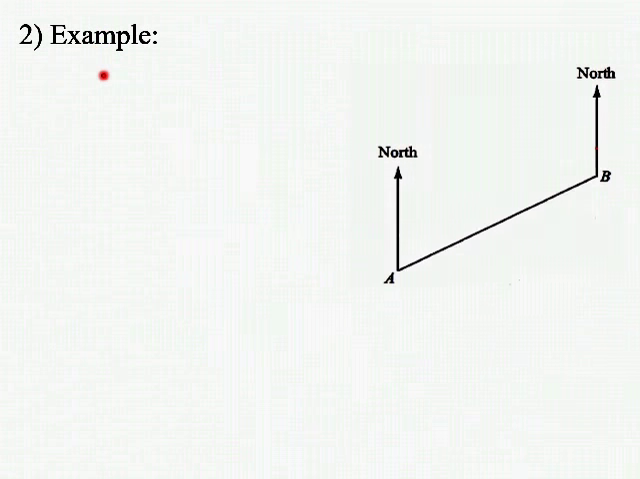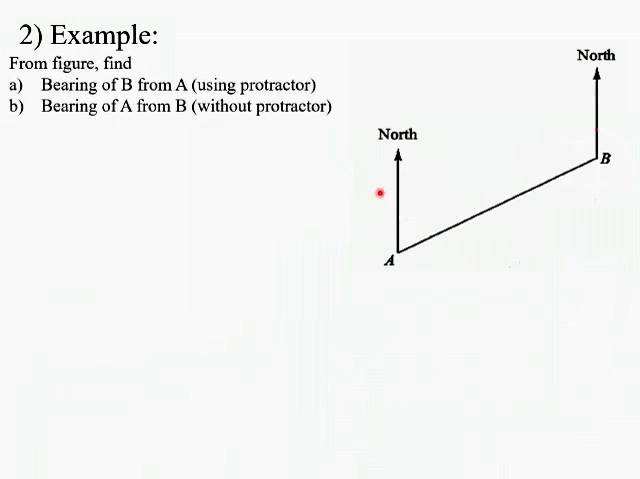Another example. Okay, from this figure, find the bearing of B from A, using a protractor, of course. When I tell you from A, it means that your vertex will be at A. So the letter after from is your vertex, okay? And you can imagine that you are standing at A, look at the north as I told you, and you want to turn your eyes till you see B in front of you, okay?